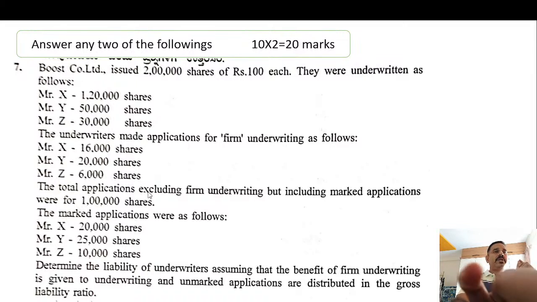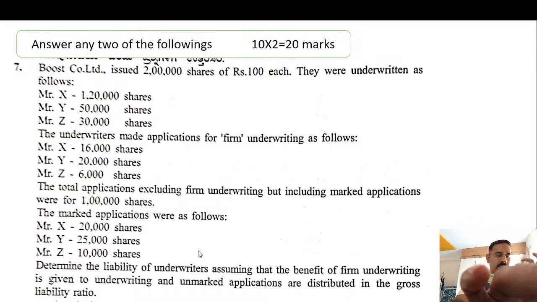The total applications, excluding firm underwriting but including marked applications, were for 1 lakh shares. So the applications received are 1 lakh. Then the marked applications were as follows: X 20,000 shares, Y 25,000 shares, Z 10,000 shares. Determine the liability of underwriters, assuming that the benefit of firm underwriting is given to underwriters and unmarked applications are distributed in the gross liability ratio.